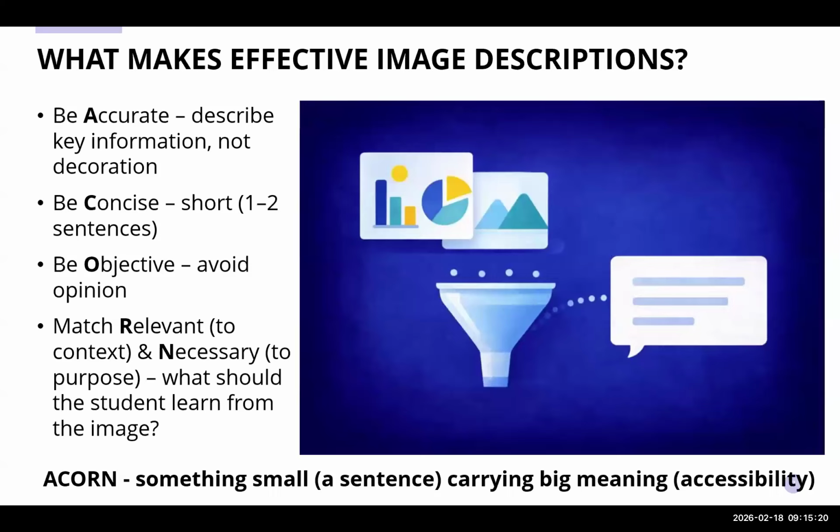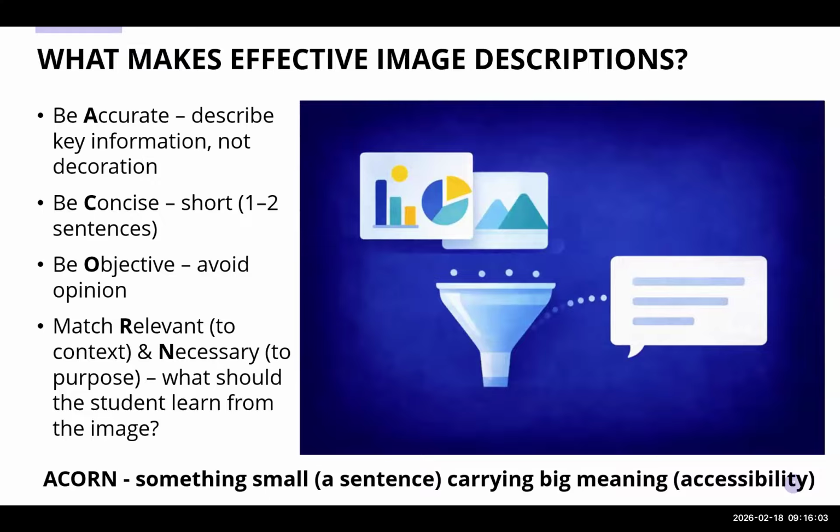Now that we have asked the right questions, the next step is to actually write the description. And this is where having a simple framework really helps. Now, I would like to use an acronym called ACORN here. Just like a small acorn contains everything which is required to grow a large tree, a short piece of text can actually carry the full meaning of the complex visual if it is written well. So this acronym is not global, it is just a created acronym for easy and better understanding.